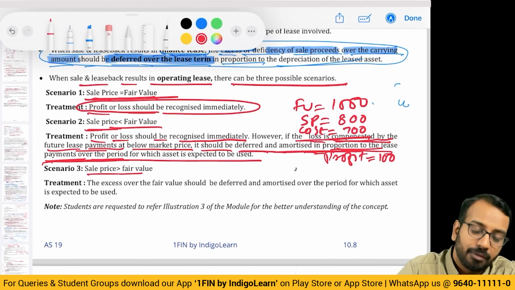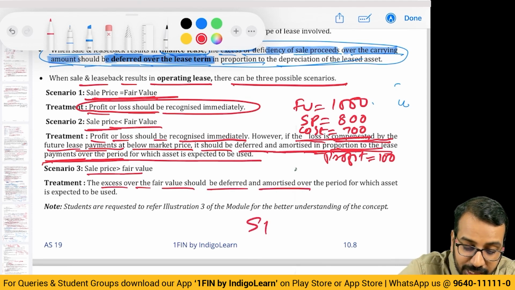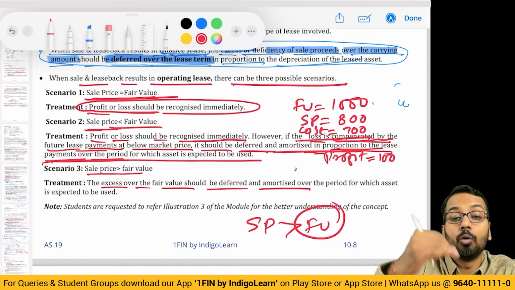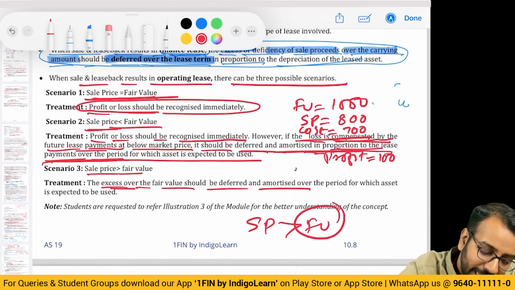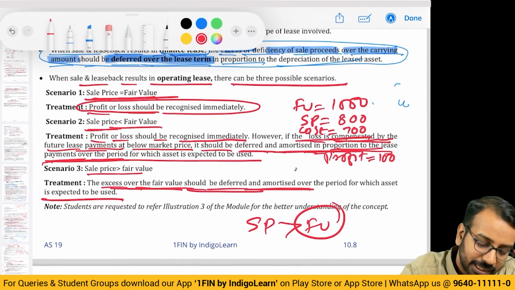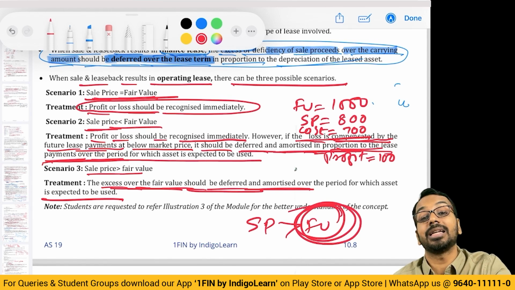Sale price is greater than fair value. The excess over the fair value should be deferred and amortized. Now, if selling price is more than fair value, no person will buy at a value more than fair value. So, excess over the fair value should be deferred and amortized, for which the asset is expected to be used. So, only to the extent of fair value, you can recognize the profit or loss.